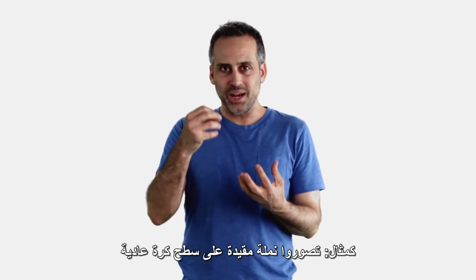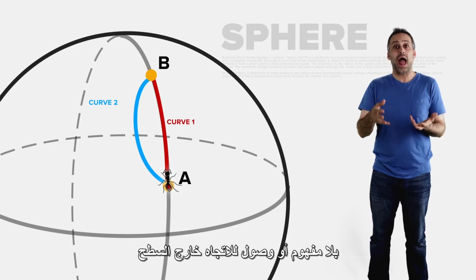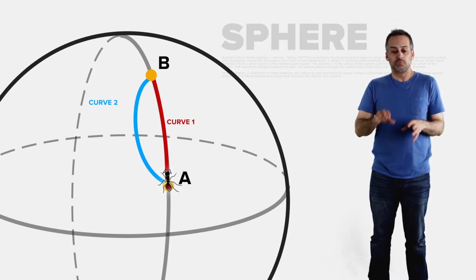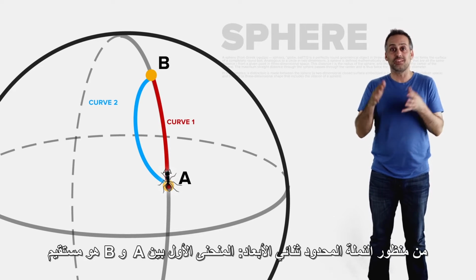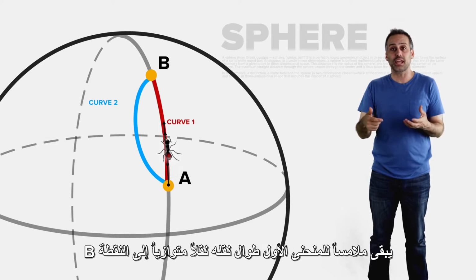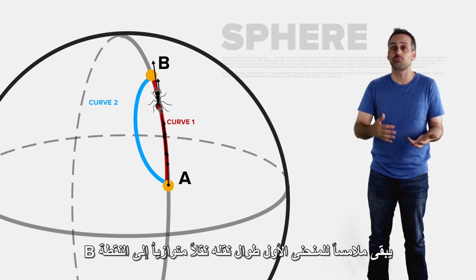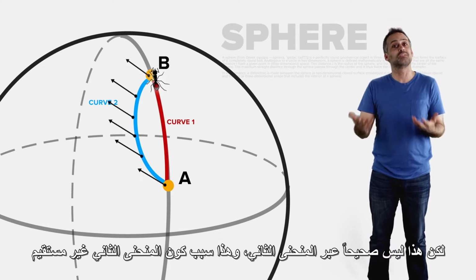For example, picture an ant confined to the surface of an ordinary sphere, with no concept of or access to the direction off the surface. From the ant's two-dimensional confined perspective, curve 1 between A and B is straight. Just look at it. The vector tangent to curve 1 at point A remains tangent all along curve 1 as we parallel transport it to point B. But that's not true along curve 2, which is why curve 2 is not straight.